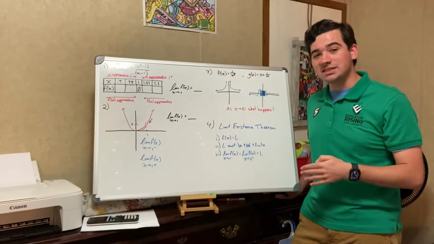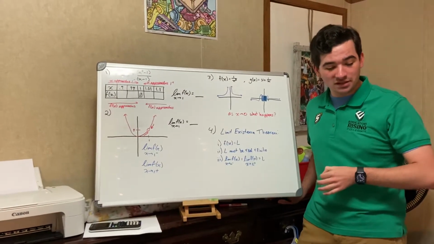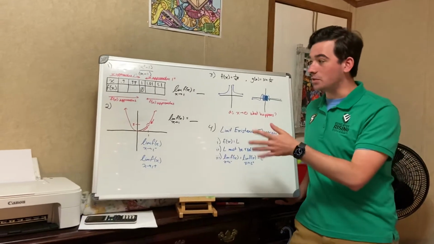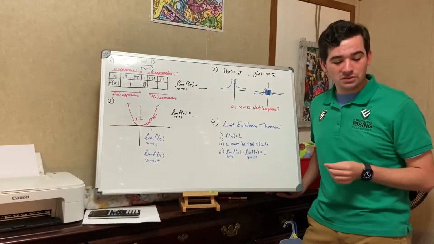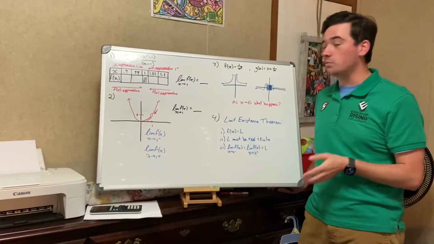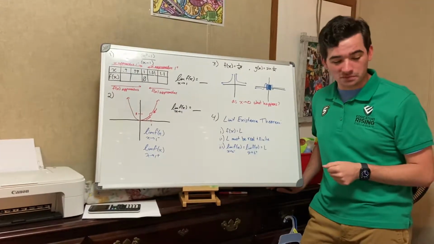We will be building the formal definition of a limit throughout the lesson. First, we will use an arithmetic approach using numbers and graphs. Second, we will discuss some exceptions with certain graphical behaviors. And then finally, we will be creating the limit existence theorem.